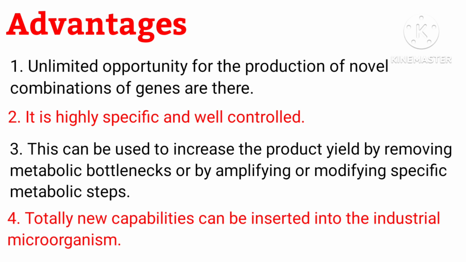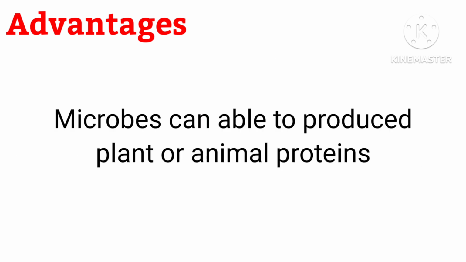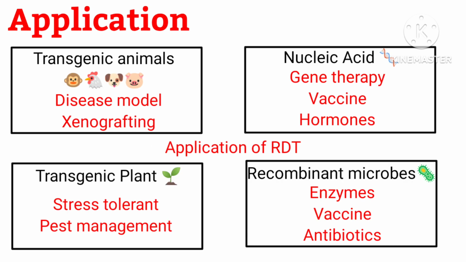Totally new capabilities can be inserted into the industrial microorganism. A microorganism can be manipulated so that it is able to produce novel compounds, or use cheap and complex substrates. As there is no restriction on the origin of the gene, microbes can now produce plant as well as animal proteins. Now let's take one example of the potential application of RDT in the field of industrial microbiology.